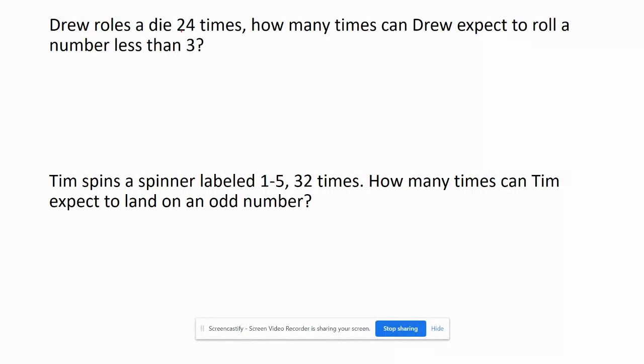So Drew rolls a die 24 times. How many times can Drew expect to roll a number less than 3? So first off, we have to figure out how many numbers on a die are less than 3. We have 2 numbers, right? 1 and 2. 2 numbers less than 3. Okay. Now, what are the probability of rolling those 2 numbers? That is, of course, 2 over 6 or 1 over 3. Right? That's the probability of him rolling those numbers.